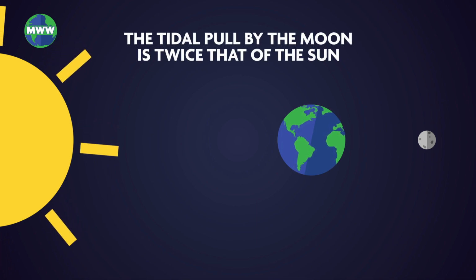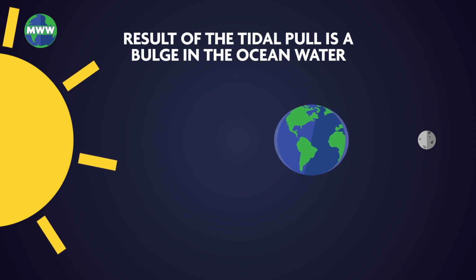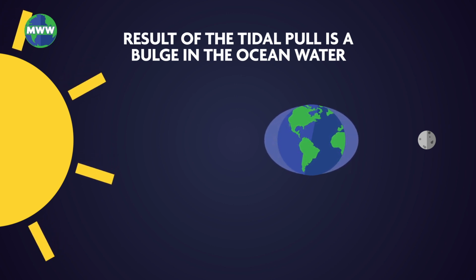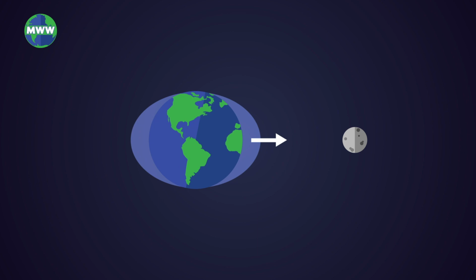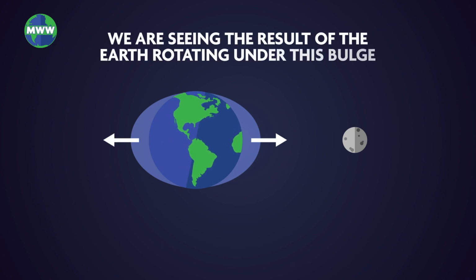of the Sun. The result of the tidal pull is a bulge in the ocean water almost in line with the position of the Moon. One bulge towards the Moon and one that is opposite. When tides occur, we are basically seeing the results of the Earth rotating under this bulge.